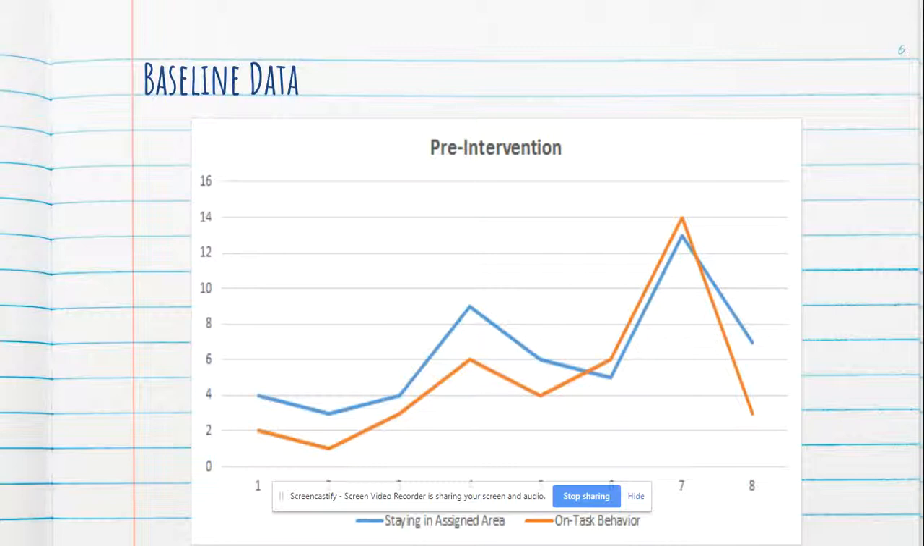here's a breakdown of some of the behaviors in my class. You would notice the blue line is for staying in his assigned area, and the orange line is for on-task behavior. You will notice that his highest points were fourth and seventh period. Fourth period is in the class where JD likes the teacher, and seventh period is lunch. Basically where there's little demands in place.